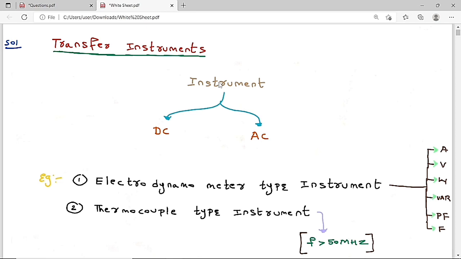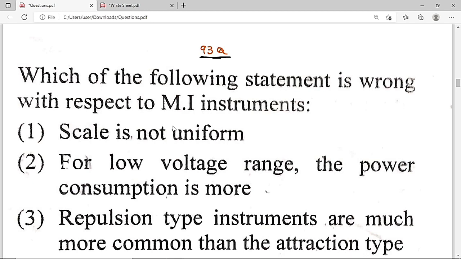And the accuracy in both these measurements, the DC quantity measurement as well as the AC quantity measurement, if the accuracy is the same, then those types of instruments are called transfer instruments. So this is the accurate definition of transfer instruments. Now we are going to solve the 93rd question.